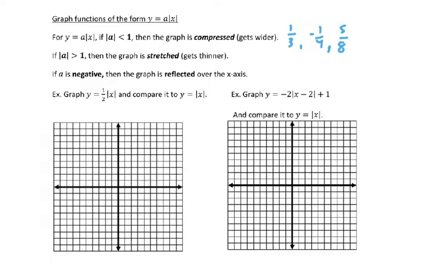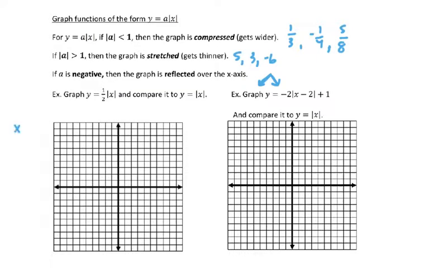And then if the a number is greater than 1 or less than negative 1, so 5, 3, negative 6, things like that, the graph gets thinner. It goes up faster. And then if a is negative, it gets flipped upside down like that. So we have all of these possible changes, and this is where we're going to want to make a table.